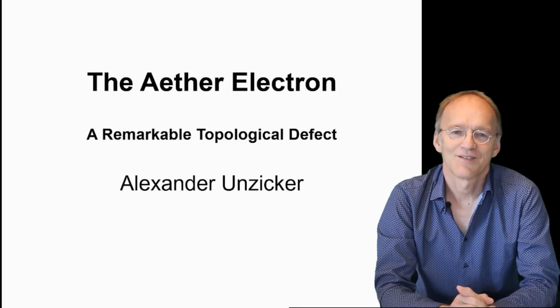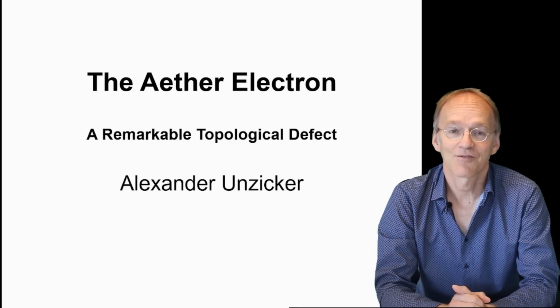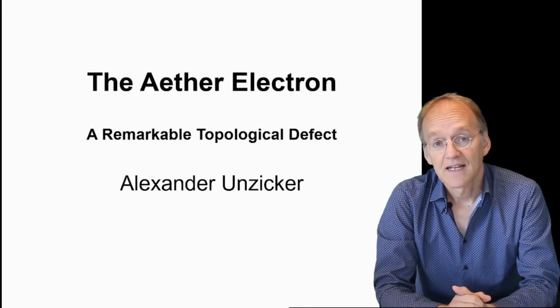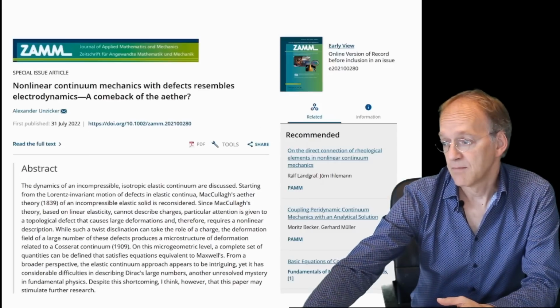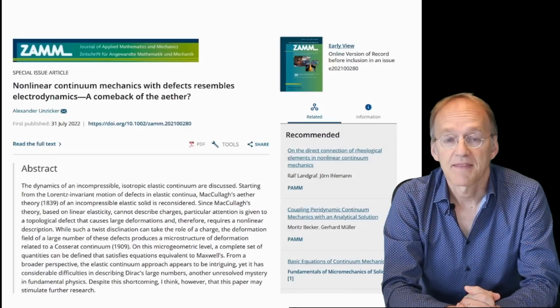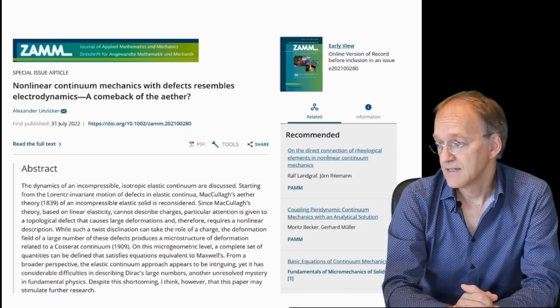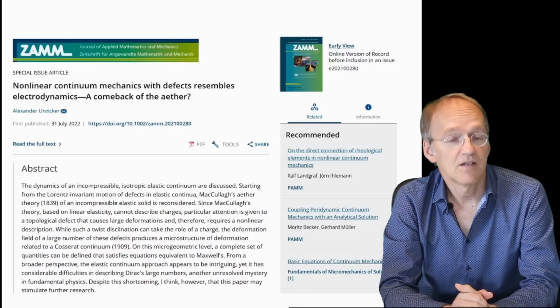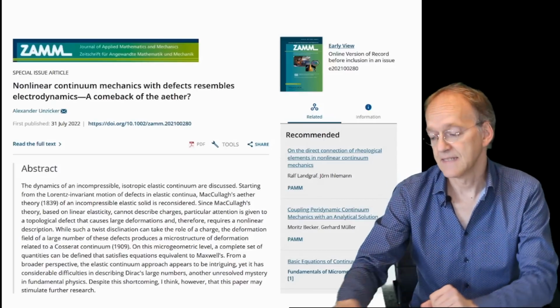Welcome to Real Physics. Today I will talk about the Aether electron, a remarkable topological defect. A more technical account of this you will find in my paper, which was published last year in the Journal of Applied Mathematics and Mechanics, and the entire issue is dedicated to ether theories of elastic continua. That means that it's not such a bad idea.